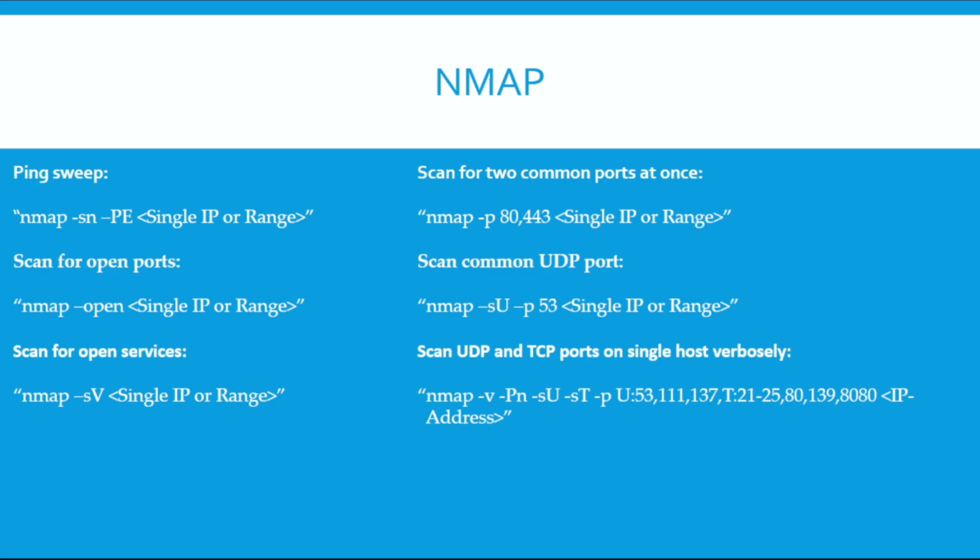So to discover nodes, open ports, and services on the network, the text has provided us a couple of scanning methods. So we have ping sweep, scan for open ports, scan for open services, scan for 2 common ports at once, scan common UDP ports, and scan UDP and TCP ports on a single host verbosely. Let's head over to the lab to see Nmap in action.